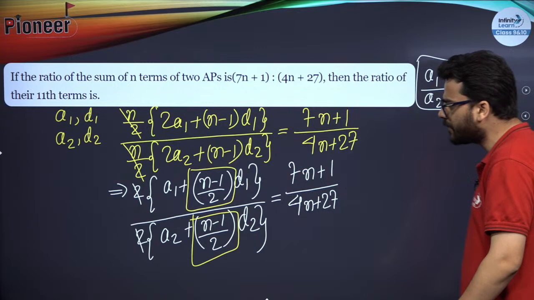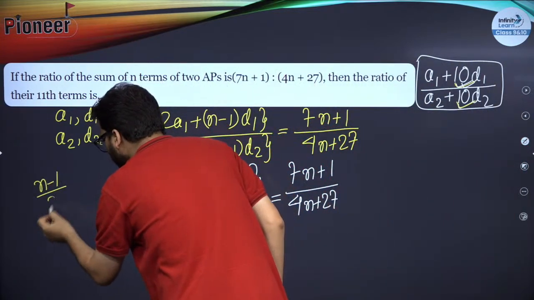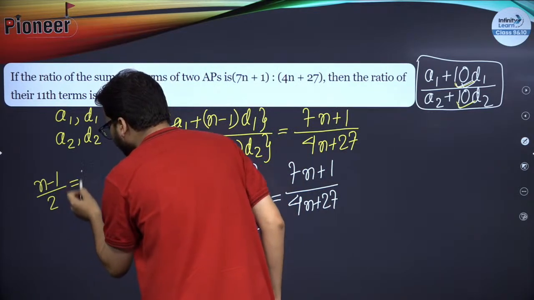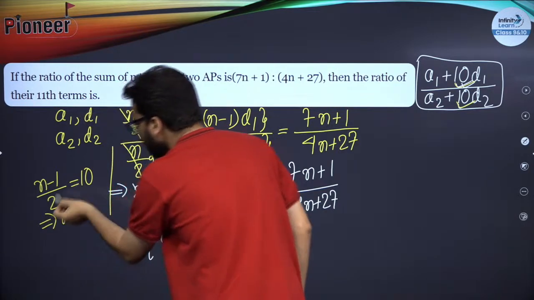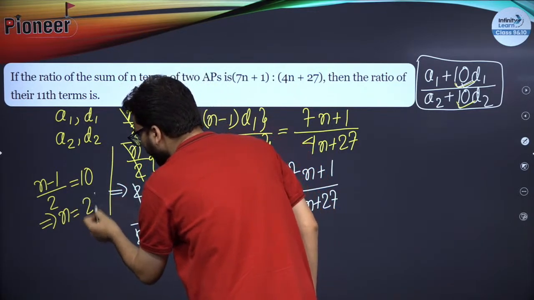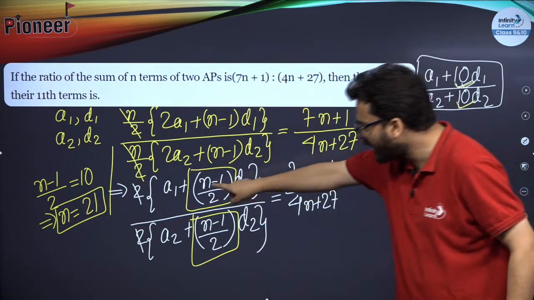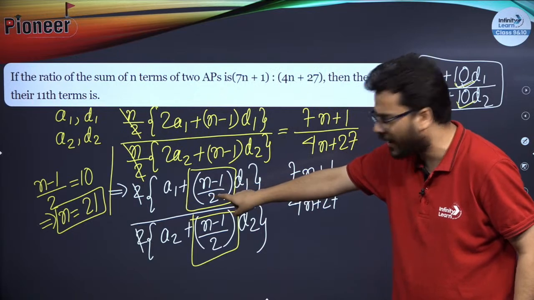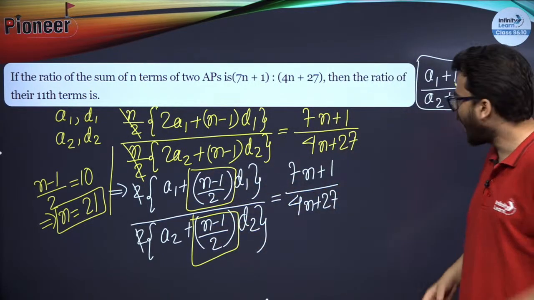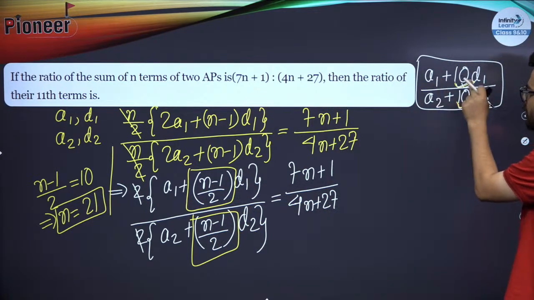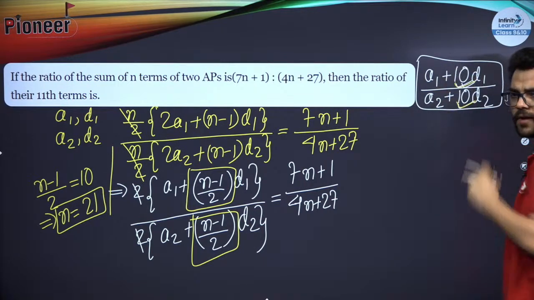So what does it mean? It means I have to take over here n minus 1 by 2 equal to 10. This has to be 10. So if you simplify, you'll get n is equal to what, guys? 20 plus 1, 21. n is equal to 21. It means if you put n is equal to 21 over here, you will get 10 d1 and 10 d2 over here, correct, guys? And I want this one only: a1 plus 10 d1 divided by a2 plus 10 d2, because that is the ratio of 11th terms.